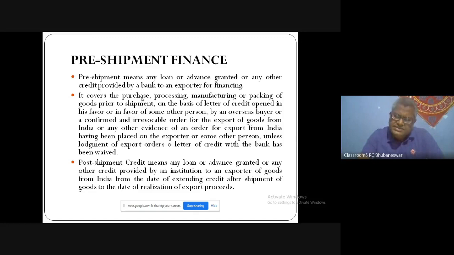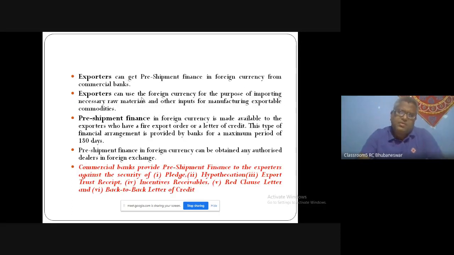Pre-shipment credit is along similar lines. It is a loan, an advance granted by the bank for exporting. It means the amount required, or credit, is provided by the bank to the exporter for financing the exporting of goods. If you talk about pre-shipment finance, there are two parties, and it can be done through foreign currency from a commercial bank, or through raw material. This pre-shipment finance also goes through different commercial banks through pledges, hypothecation, and export receipts.